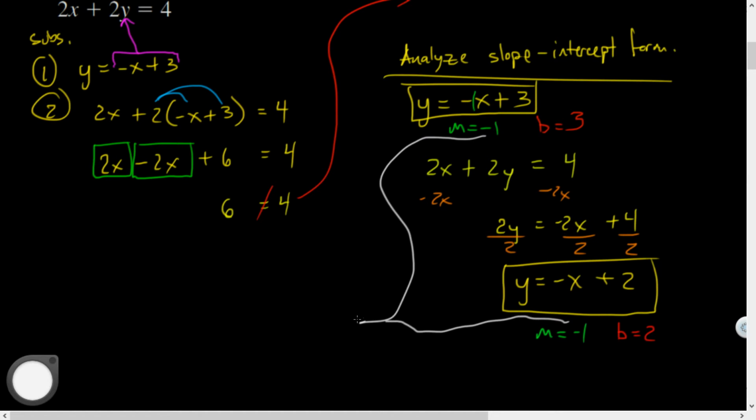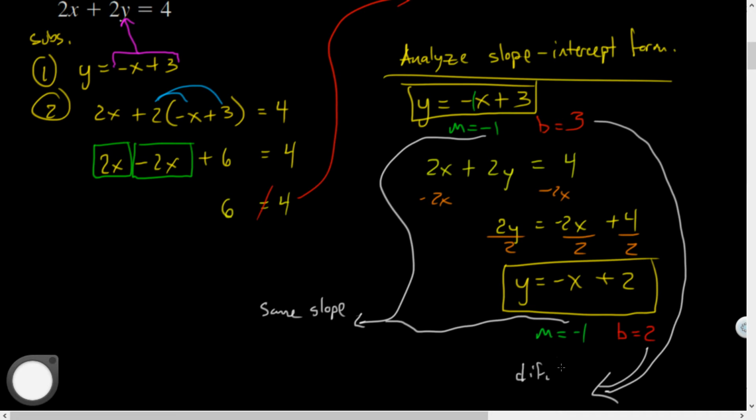So notice that because these slopes are the same, that means that these lines are either going to be parallel or the same line. And because they have different y-intercepts, therefore they are different lines, and those two things allow me to conclude that they are parallel lines. And therefore no solution. There would be no intersection between two lines that are parallel.